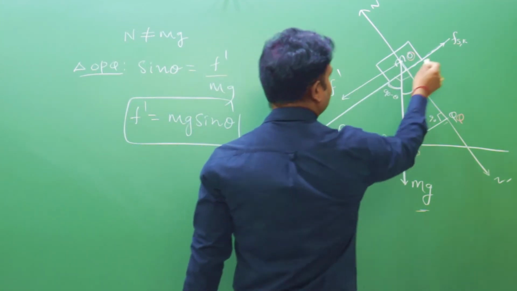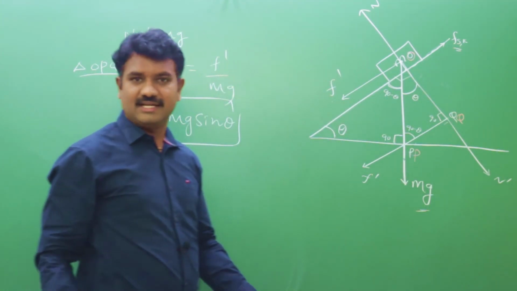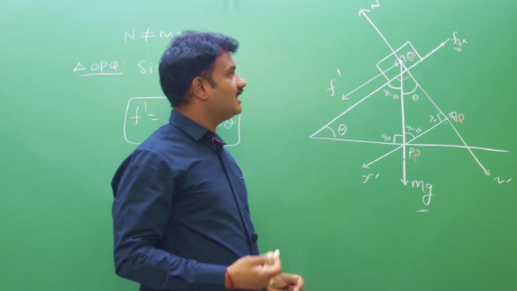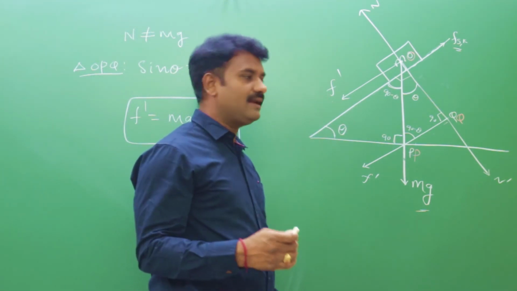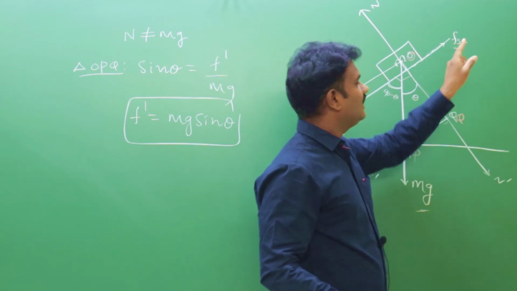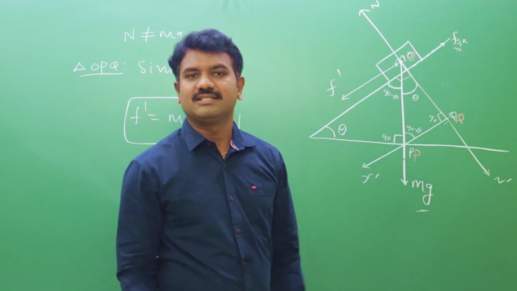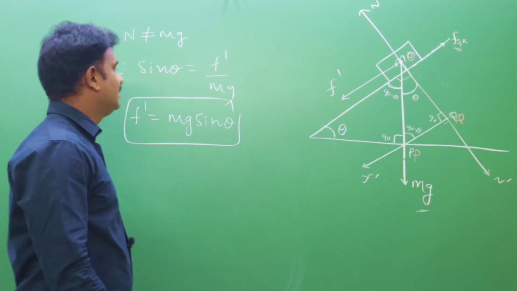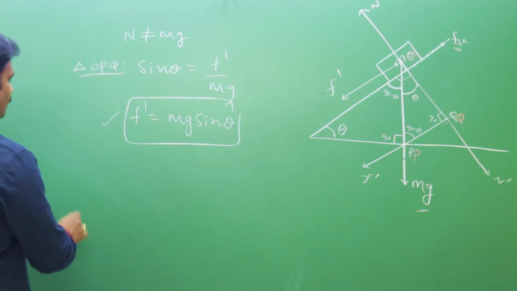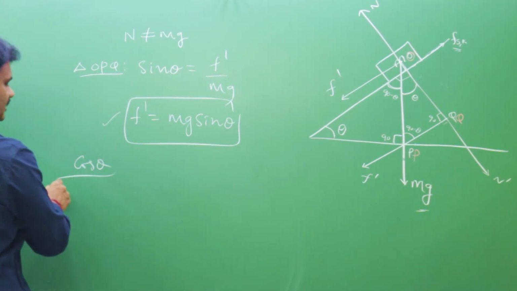If this F dash is greater than this friction, it slides. If this F dash is equal to friction, it is ready to slide. If F dash is less than Fs, it will not slide. It will be at rest. So we got it. Now I would like to talk about cos theta.